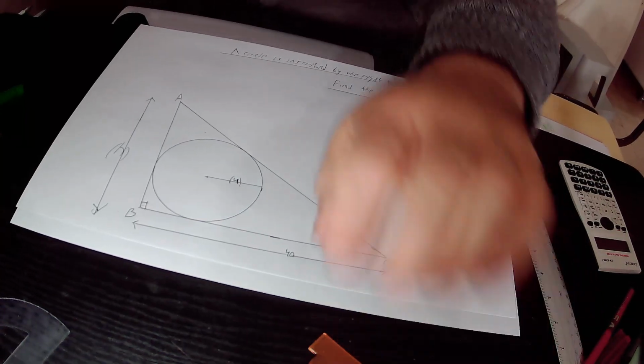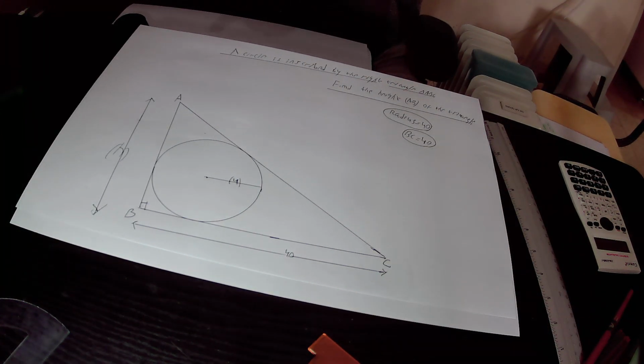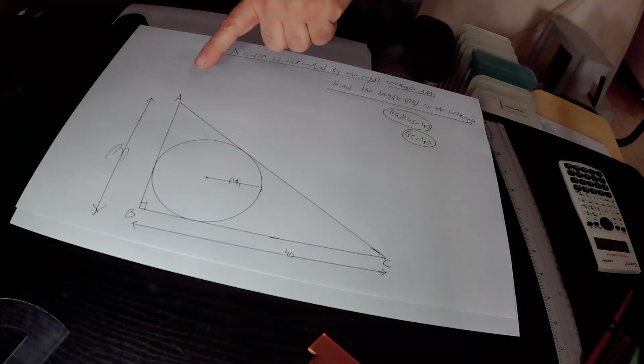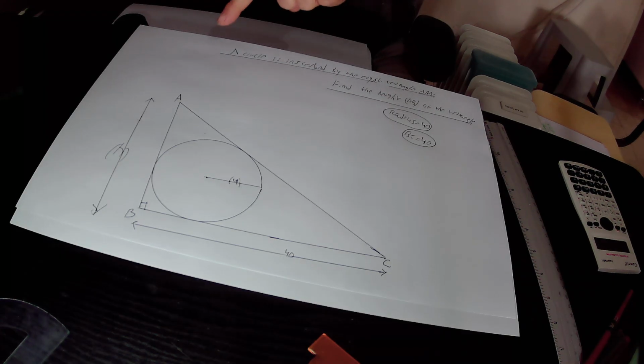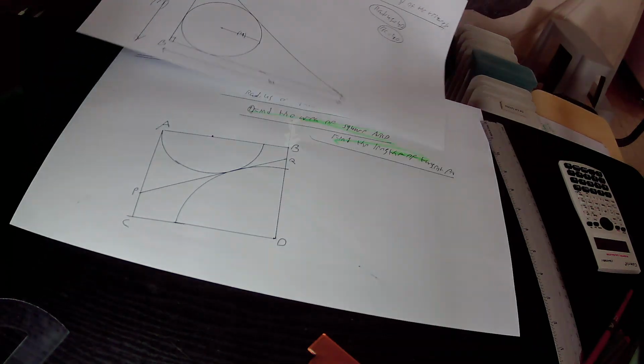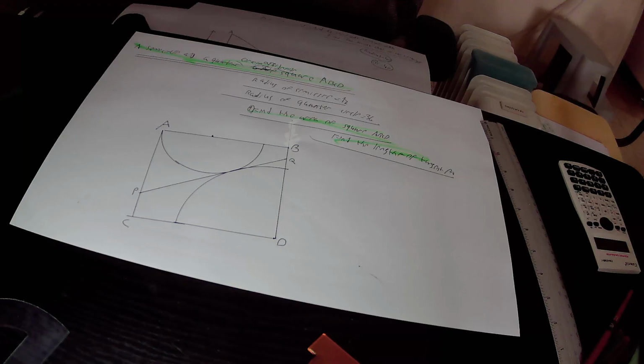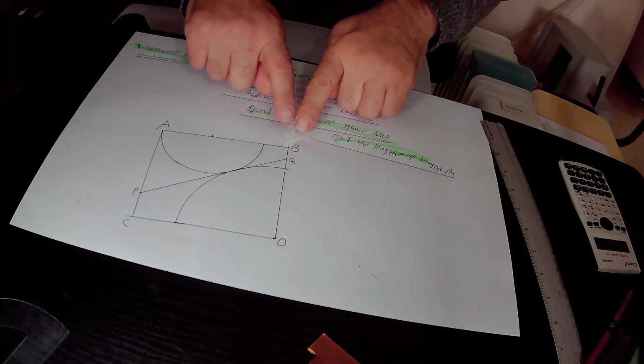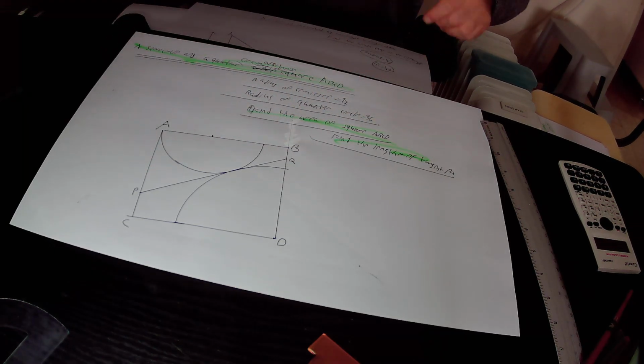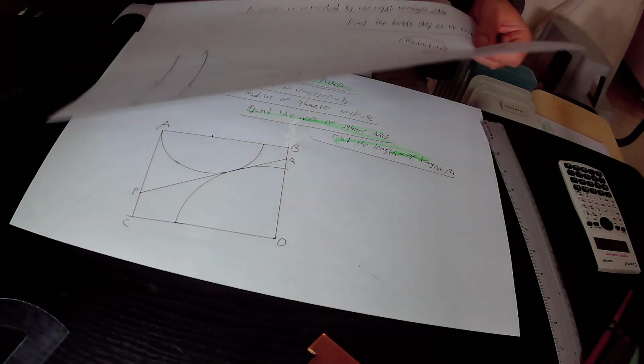And now in this lecture we'll answer two questions. In the first question we find out the height of this right triangle ABC, that is to say the length of side AB. And in the second question we find out the area of this square ABCD, and we also find out the length of this tangent PQ. So we start with the first question.